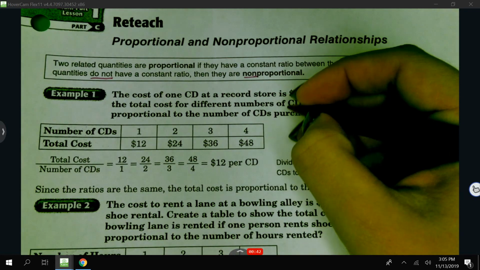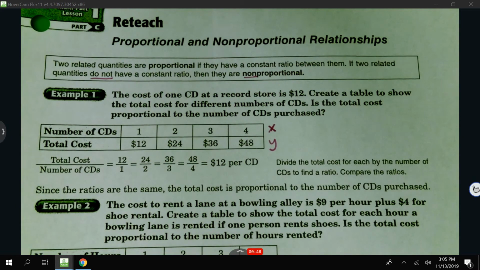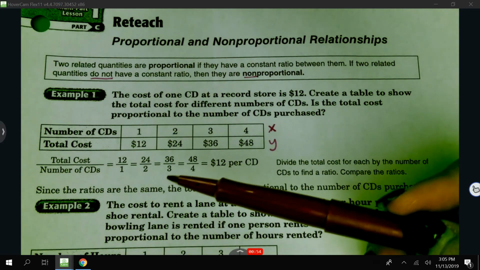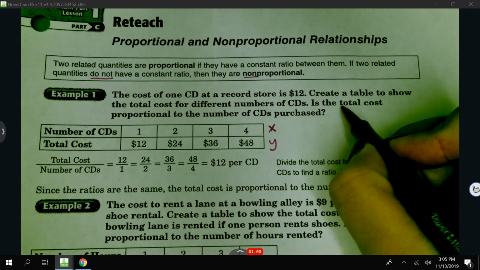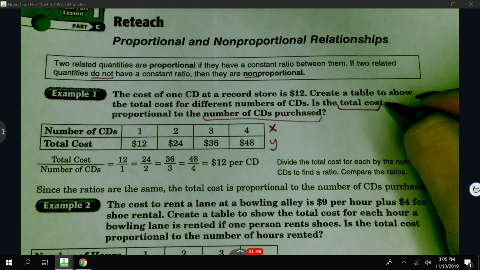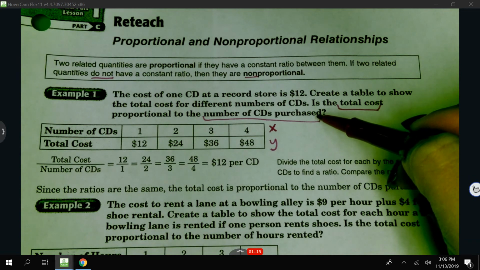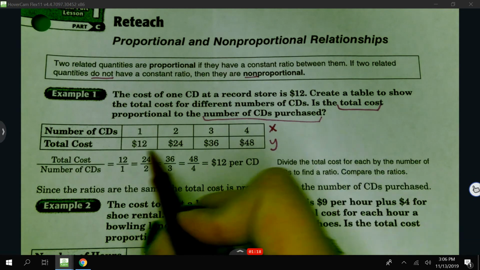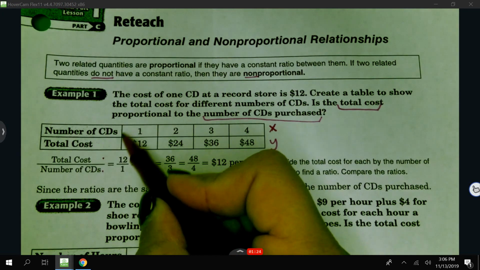If we were looking at graphing this, this first column would be my X, the second would be my Y, which we're going to get into next week. So what I want to do is make a ratio. It's asking is the total cost proportional to the number of CDs purchased. So that means my total cost is going to come on top. It's going to be my numerator. My number of CDs is going to be the denominator, so the bottom of the fraction. When I make my ratios, again, total cost on top, number of CDs on bottom. So I'm just looking at that first column.